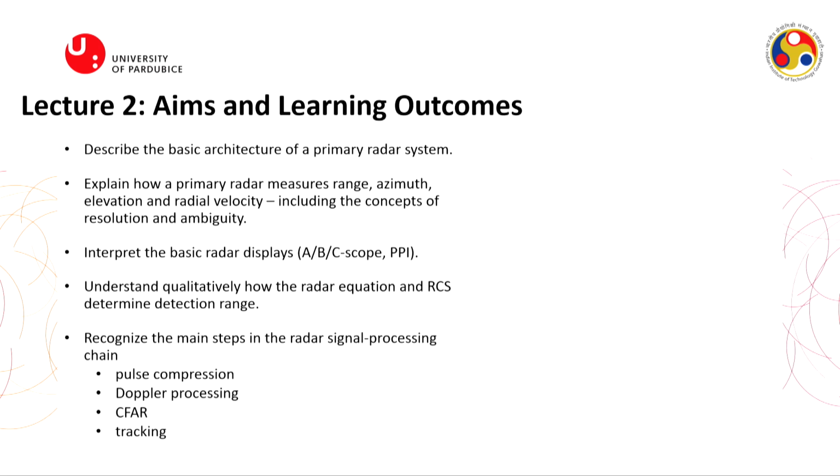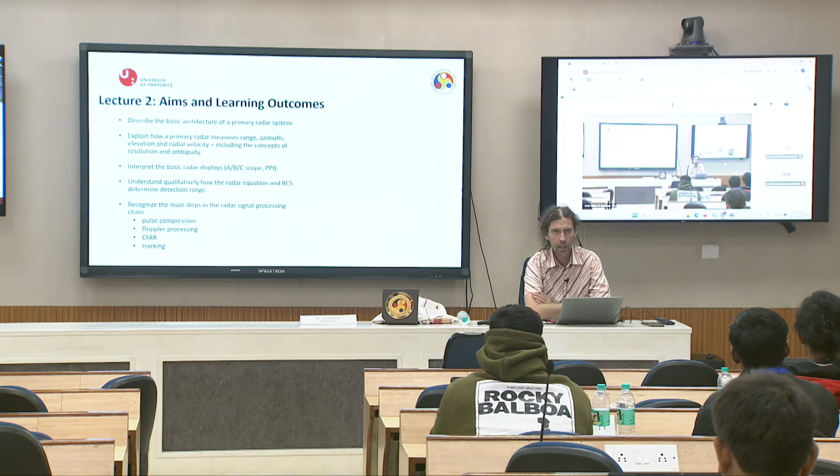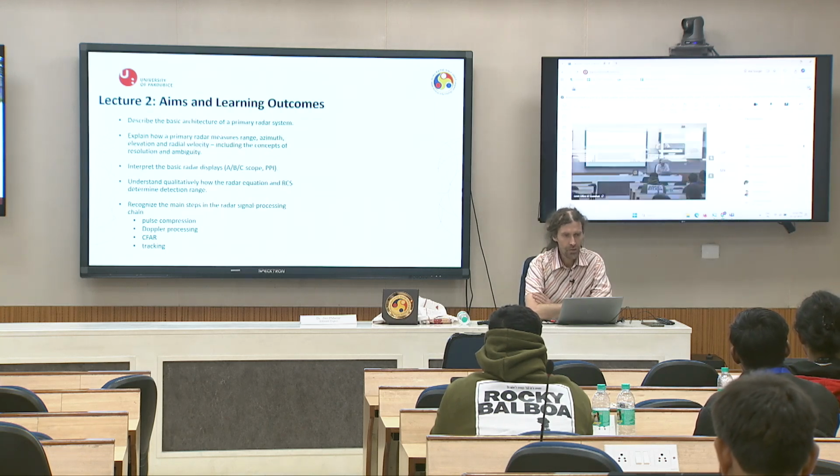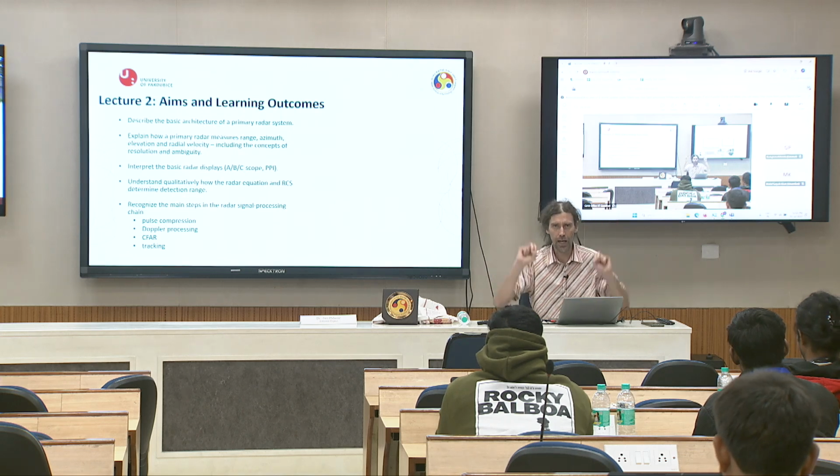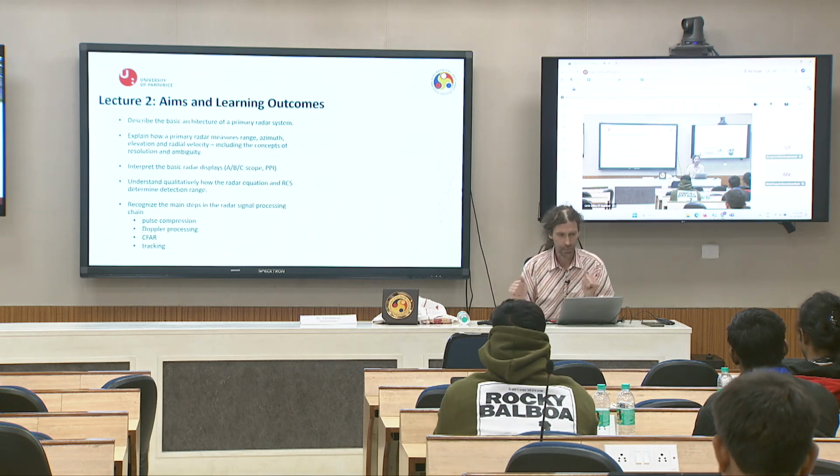So it is also a very important topic. Also, I will show you some videos of the interpretation of basic radar displays. We call them A, B, C scope or PPI, we will see later. Then we need to understand how we quantitatively explain the radar equation and RCS. RCS is radar cross section, and this generally describes the size of a target in square meters.